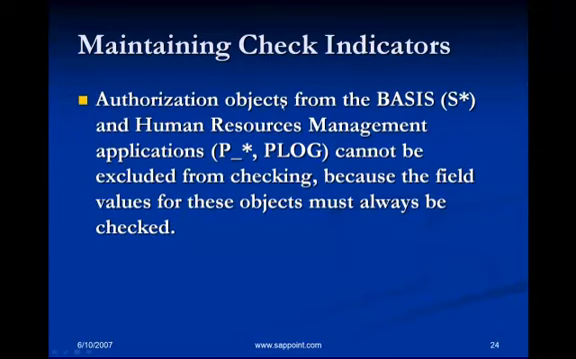Now, authorization objects from basis and HR, that is any object that begins with S and any other object that begins with P underscore or P log, can be excluded from the checking, because the field values from these objects can always be checked. So for the objects which begin with S, P underscore and P log, you should not be changing the check indicators, because these objects are always checked.